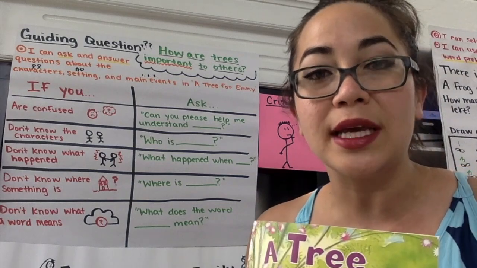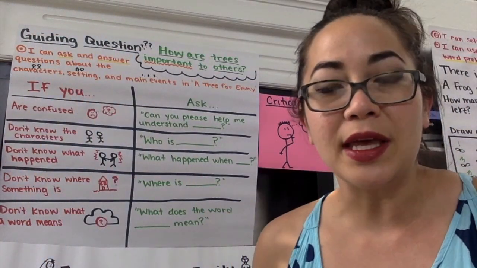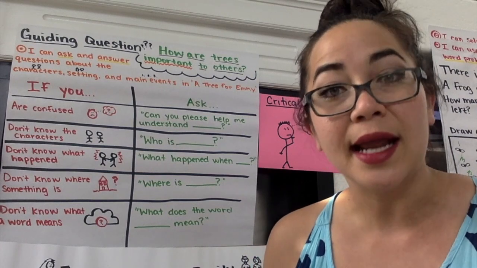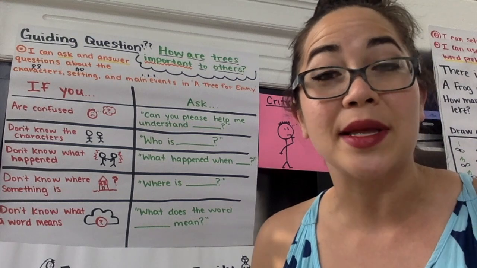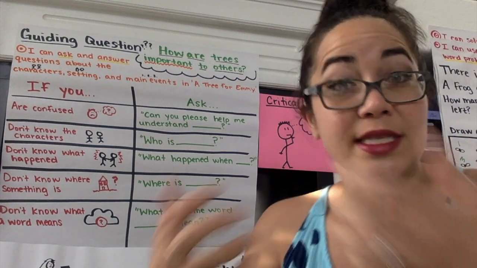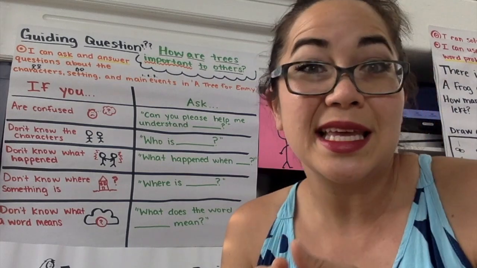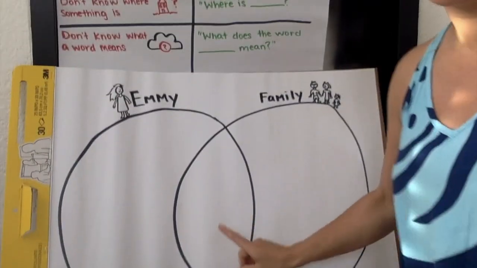But today we're really going to be looking at the characters. And we're going to be thinking about how we can compare and contrast the characters' experiences. That means what happens to the characters. And we're going to see, is what happens to the characters the same, or is what happens to the characters a little bit different? And we're going to use this chart down here to help us.